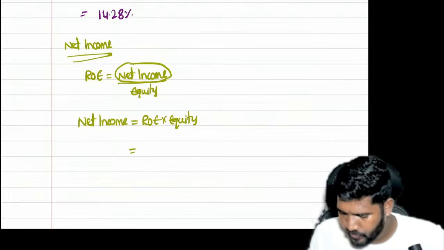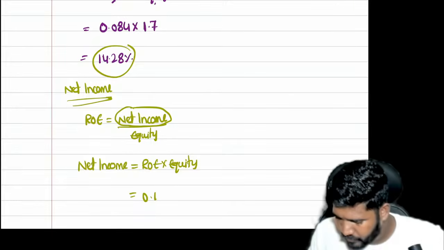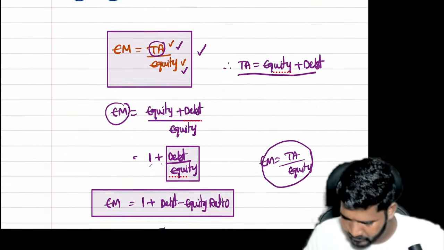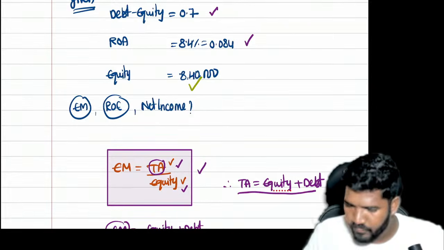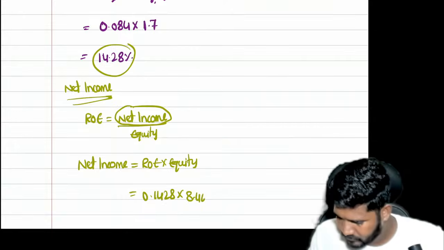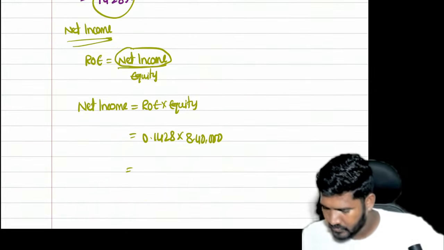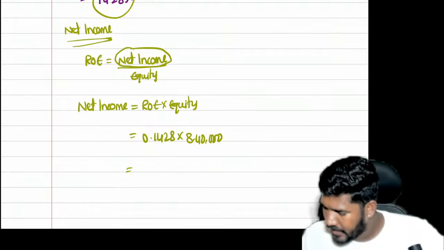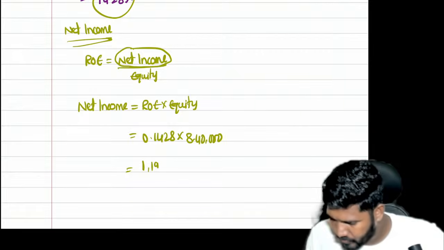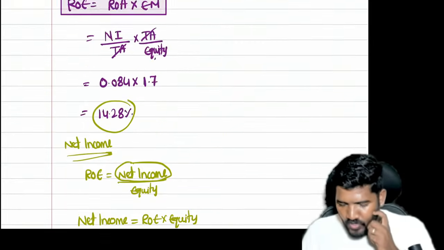So return on equity we already calculated here, 0.1428, into equity, which is 8,40,000. Now the net income equals 14.28% into 8,40,000, which is 1,19,952. Any doubt regarding this case 2, guys?